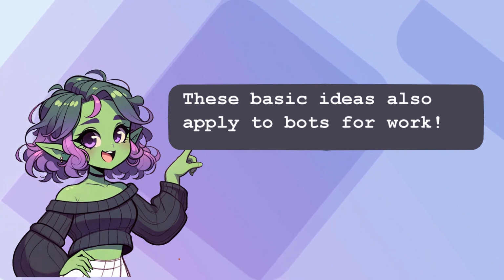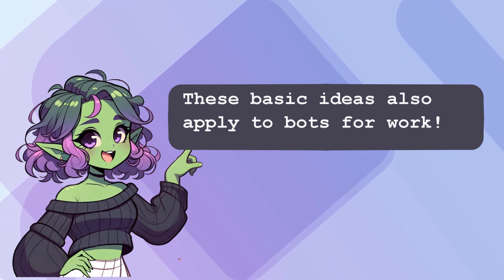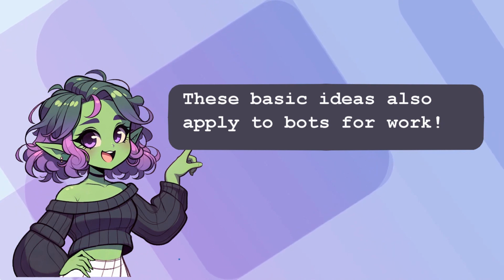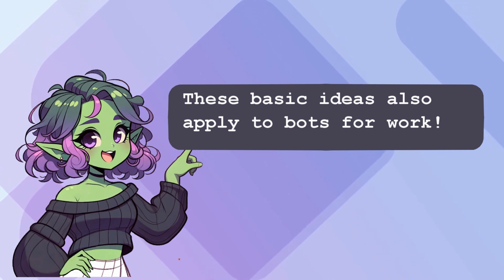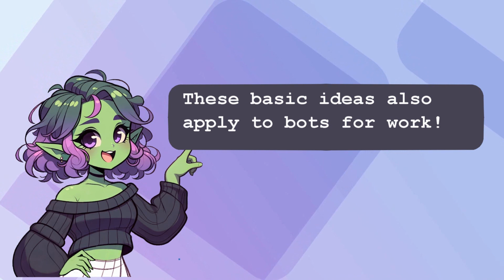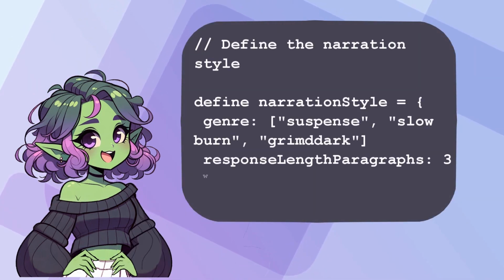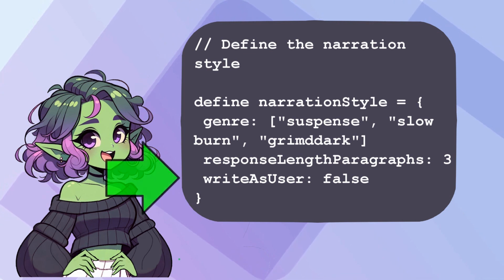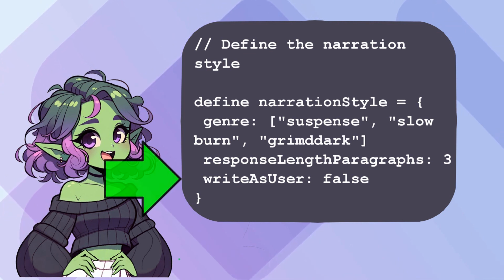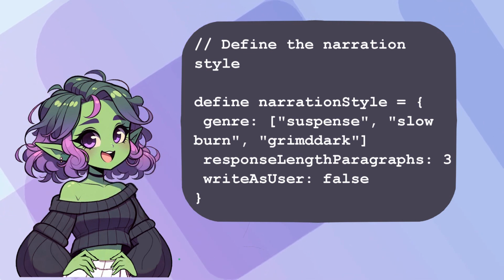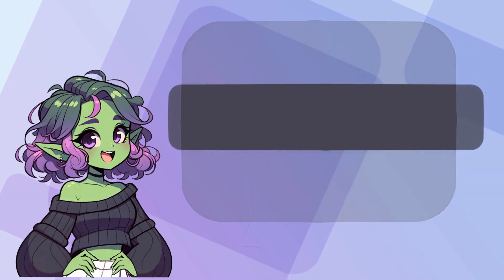Going back to Generation 1 basics, we define the genre by using the square bracket formula and quotation formula to mark it as suspense, slow burn, and grimdark. You may also notice there's a section here that says write as user, with the variable being false. This style is known as Boolean, which in this case just means ascribing true or false variables to our labels. It is another very standard coding practice.